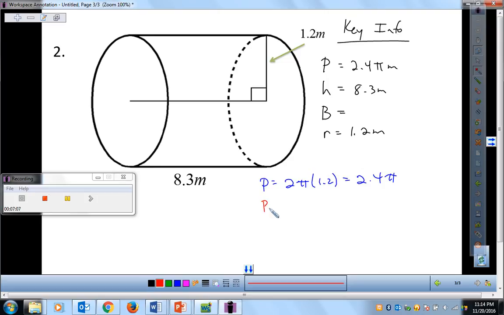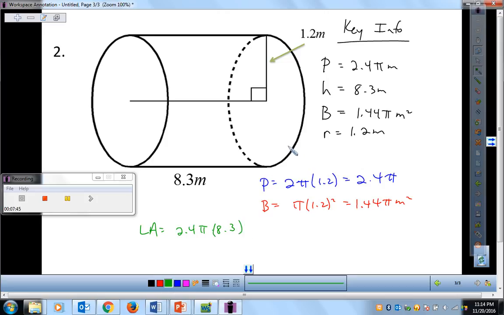And then the area of the base, pi times r squared, 1.2 squared. So again, make sure you use your calculator on this. 1.2 times 1.2 gives you, of course, 1.44 pi. This is meters squared. So again, there's our key information. Real quick with our lateral area, perimeter times the height, 2.4 pi times 8.3.